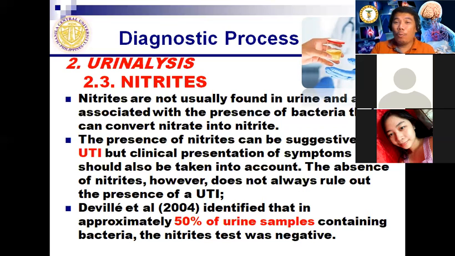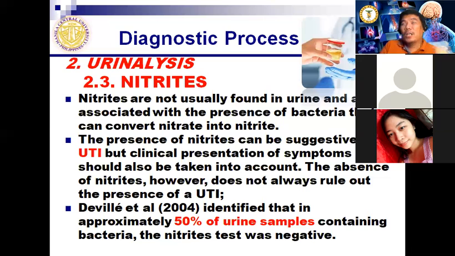Okay? One thing in the pathophysiology that you may remember is that the presence of bacteria may convert nitrate to nitrite. And nitrite may pass through the urine, and if it is detected, that's an indication of urinary tract infection. However, according to DeVille, 50% of urine samples may contain bacteria, but the nitrites test was negative.